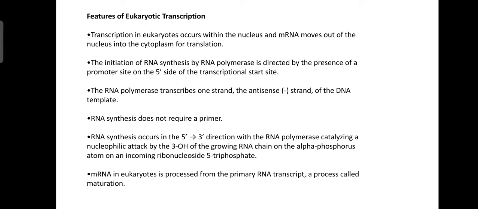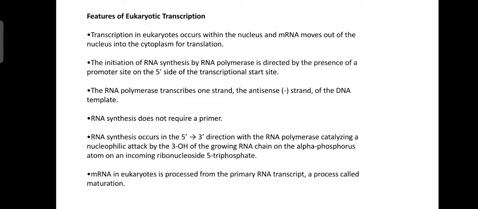RNA polymerase will transcribe one strand, the antisense strand of the DNA template. What is the antisense strand of the DNA template? It is the non-coding DNA strand of a gene that is used as a template for producing the RNA. That is the antisense strand of the DNA template. RNA synthesis does not require a primer. Primer means a short single-stranded nucleic acid. RNA synthesis does not require that.